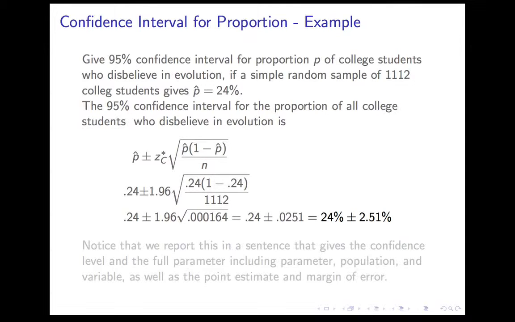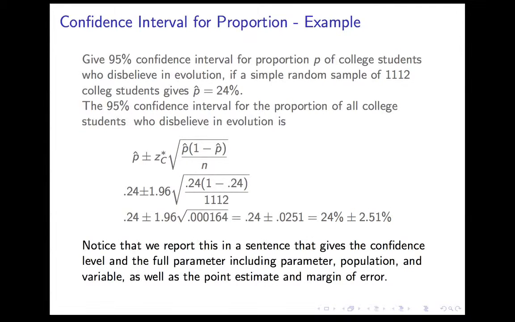Remember, the best way to report confidence intervals is in a sentence that contains all the basic information. So this is your template for such a sentence. The sentence says the 95% confidence interval for the proportion of all college students who disbelieve in evolution is 24% plus or minus 2.51%. This contains the confidence level, 95%. It contains the full parameter, which is the proportion of all college students who disbelieve in evolution. And within that is the actual parameter, the proportion, the population, which is all college students, and the variable, which is whether they disbelieve in evolution. And the sentence always ends with the point estimate plus or minus the margin of error. And you should know those names.